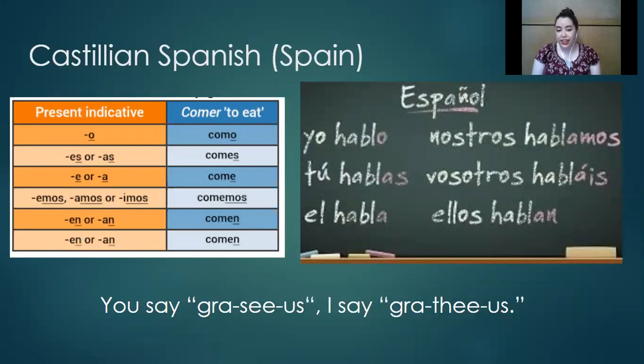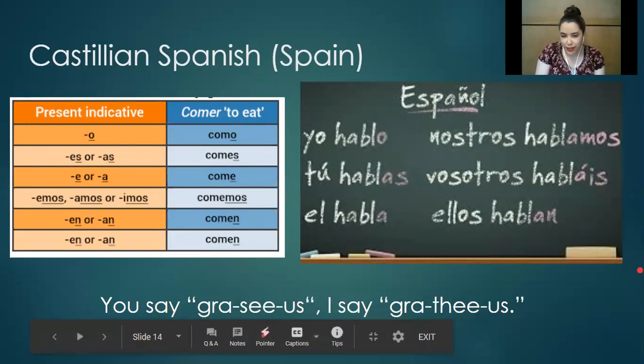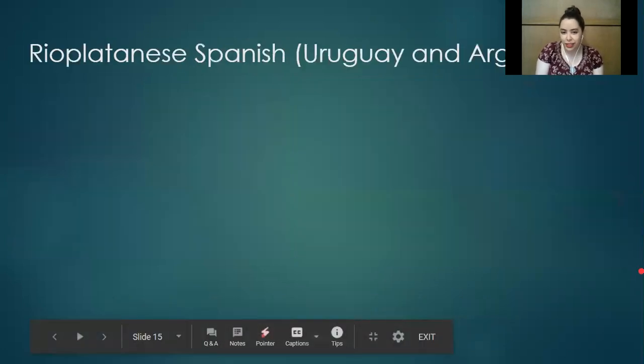They say their S's and Z's come out as THs. So instead of gracias, it's gracias, with a TH sound. And this is only in front of certain letters. Of course, at the end of the word, it's still the S sound. So not all S's are the TH, but that's another difference between Spain and the others.